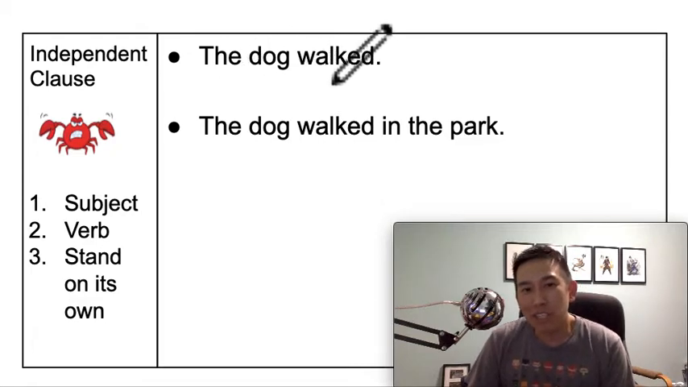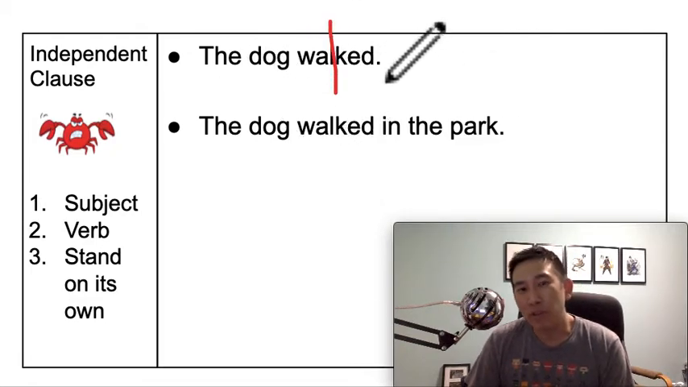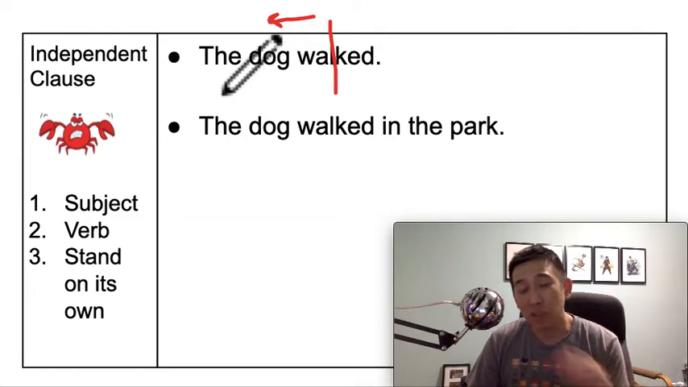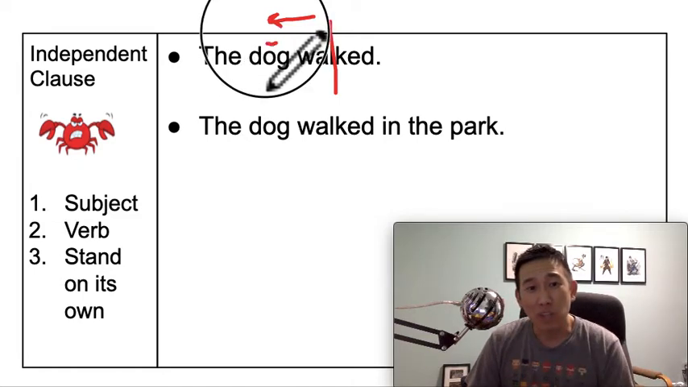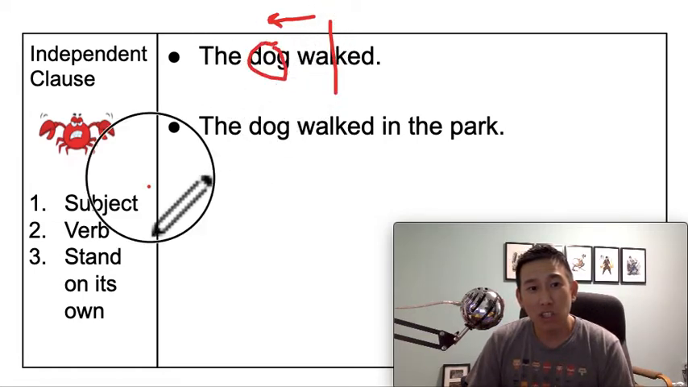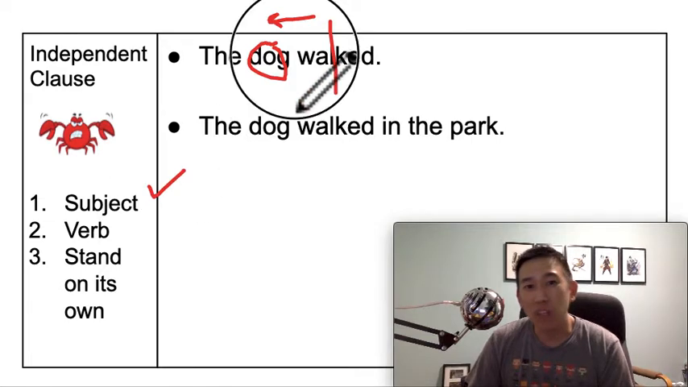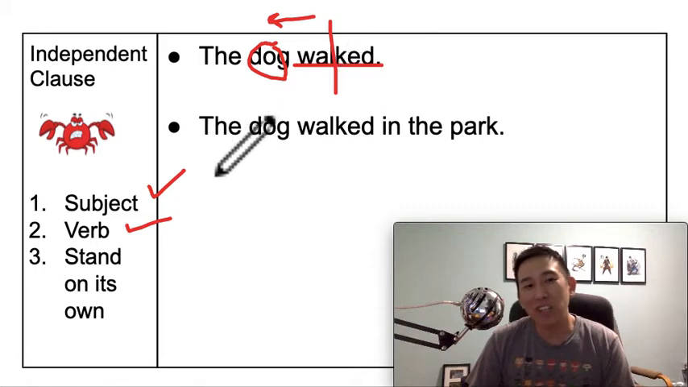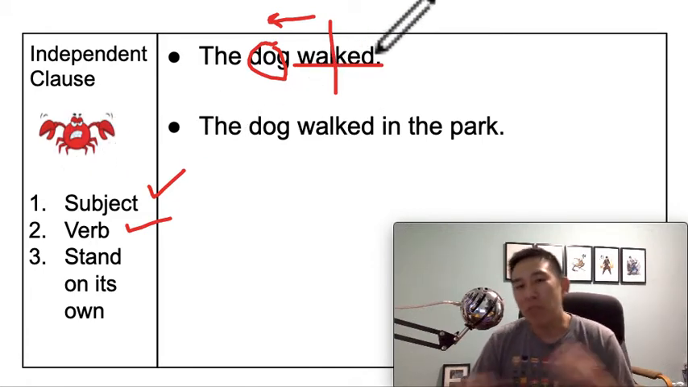So the first sentence here, if you remember from our earlier videos, walked is our verb. It's an action to walk. And so the subject is going to be to the left of this verb, and the is an adjective, so it's not going to count. It's an article adjective. And so dog is our subject. Check. Walked is our verb. Check. And can the sentence stand on its own? Independent crab. The dog walked.